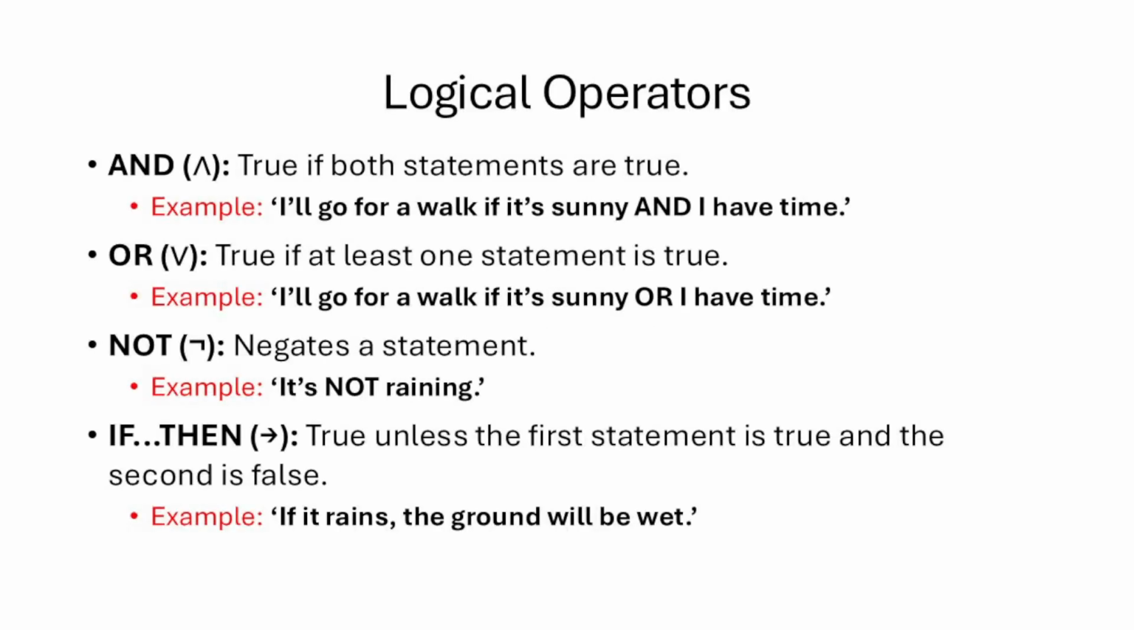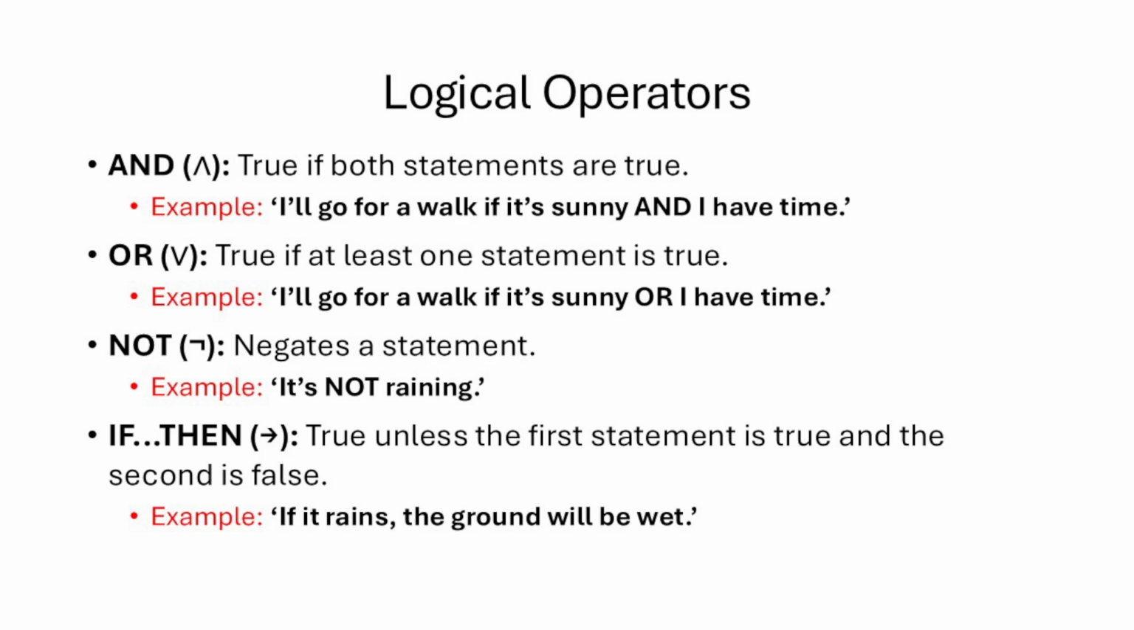So, as you can see on the screen, we have 4 different logical operators that we're going to discuss. We have and, which is also known as a conjunction. We have or, which is also known as a disjunction. We have not, which is known as a negation. And we have if then, which is known as a conditional.